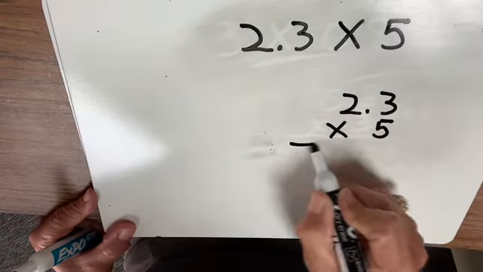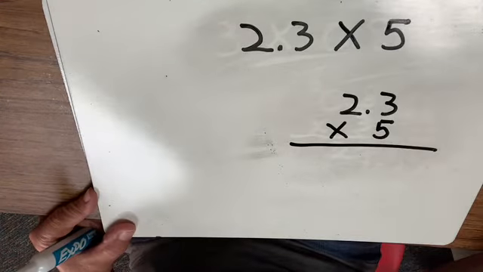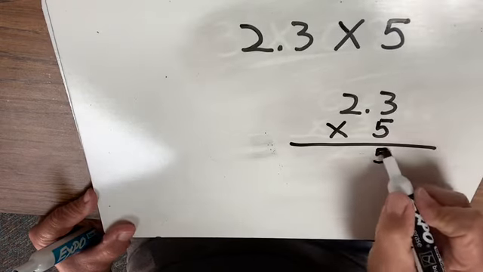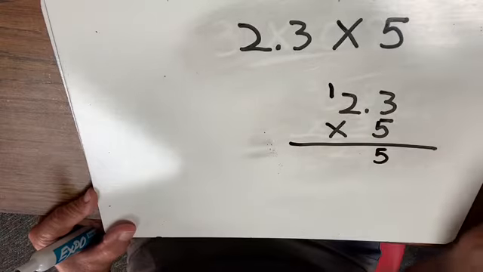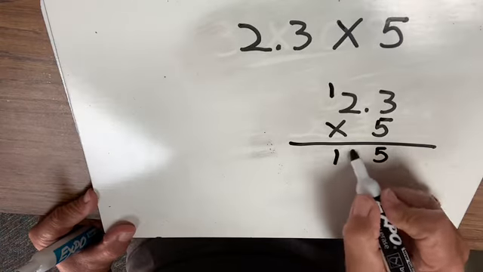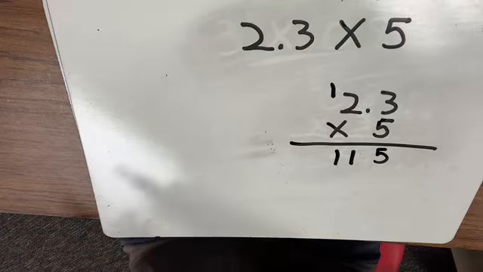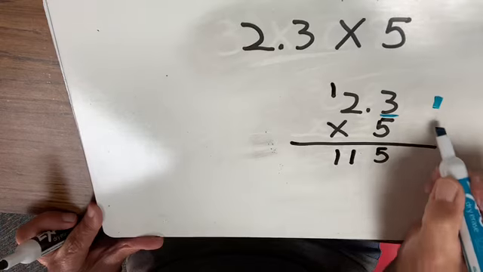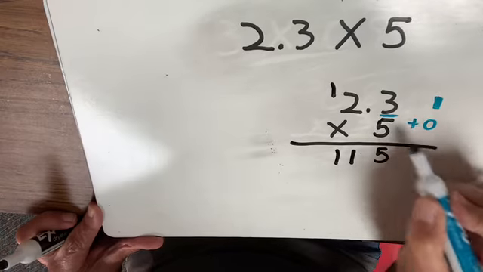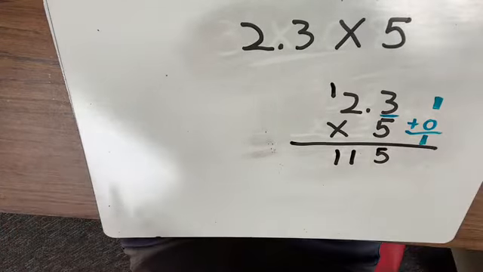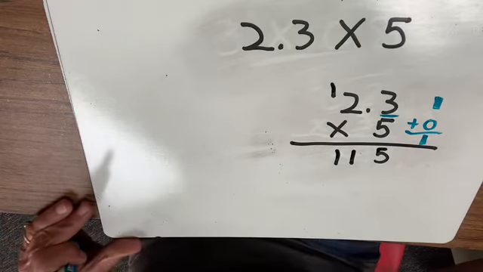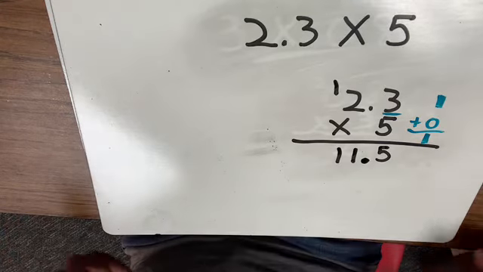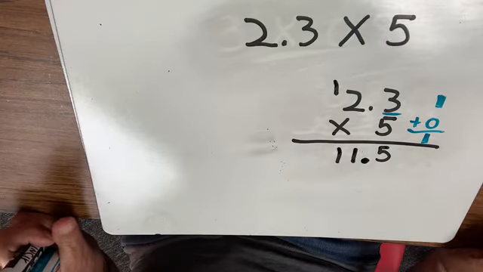Remember, I don't need to line up my decimal points. Plain old normal multiplication. 5 times 3 is 15. 5 times 2 is 10, plus 1 gives me 11. And now I have to decide, where do I put my decimal point? 1 digit behind the decimal there, no digits behind the decimal point in the 5. I need a total of 1 digit behind the decimal point in my answer. My answer would be 11 5/10.